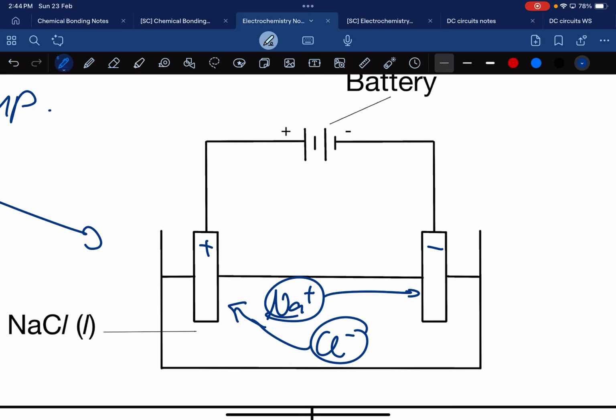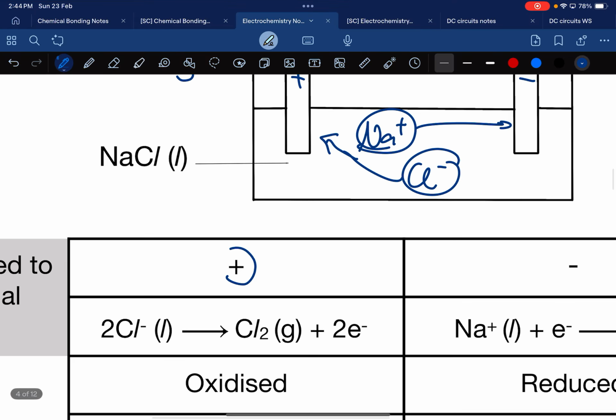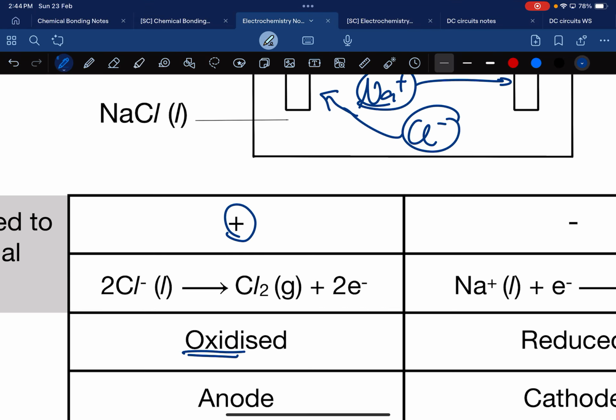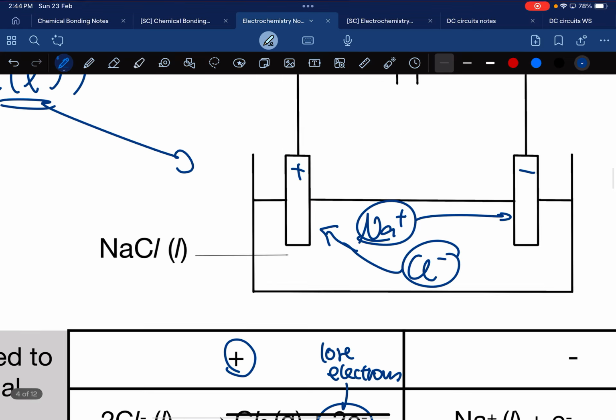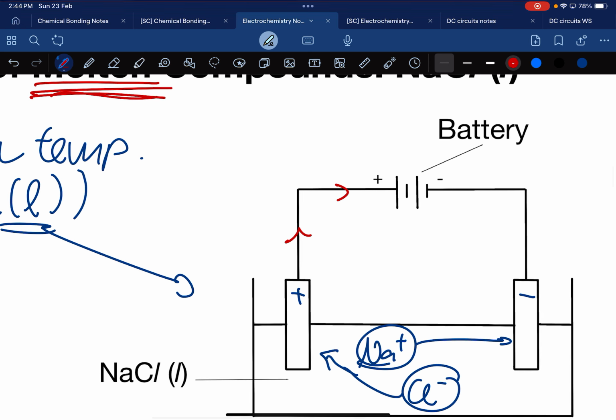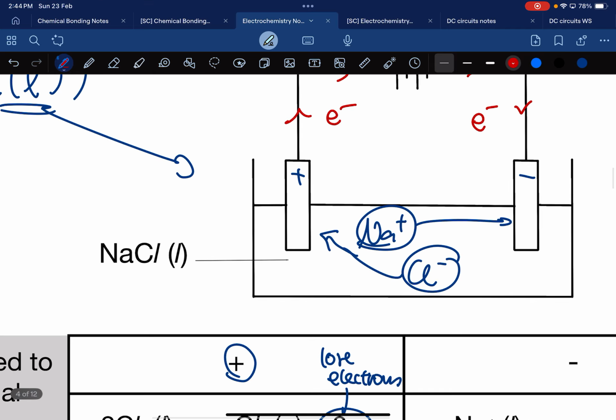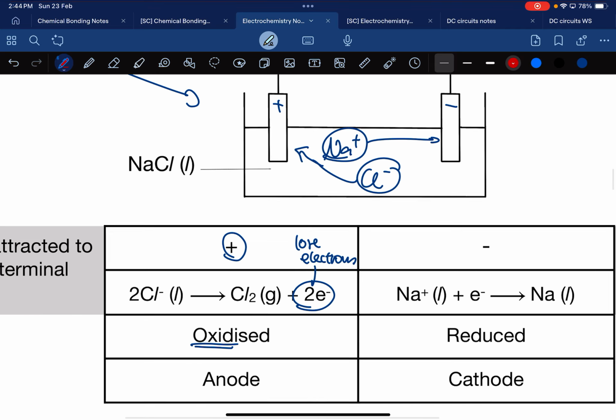Your Cl minus will come to your positive electrode and undergo oxidation, because you are negative and you want to become more positive. So you lose electrons. And these same electrons are going to flow through the wire, as we mentioned already, to your Na plus, which will happily gain the electrons to form liquid sodium metal. Are we understanding each other? Yes? Okay.